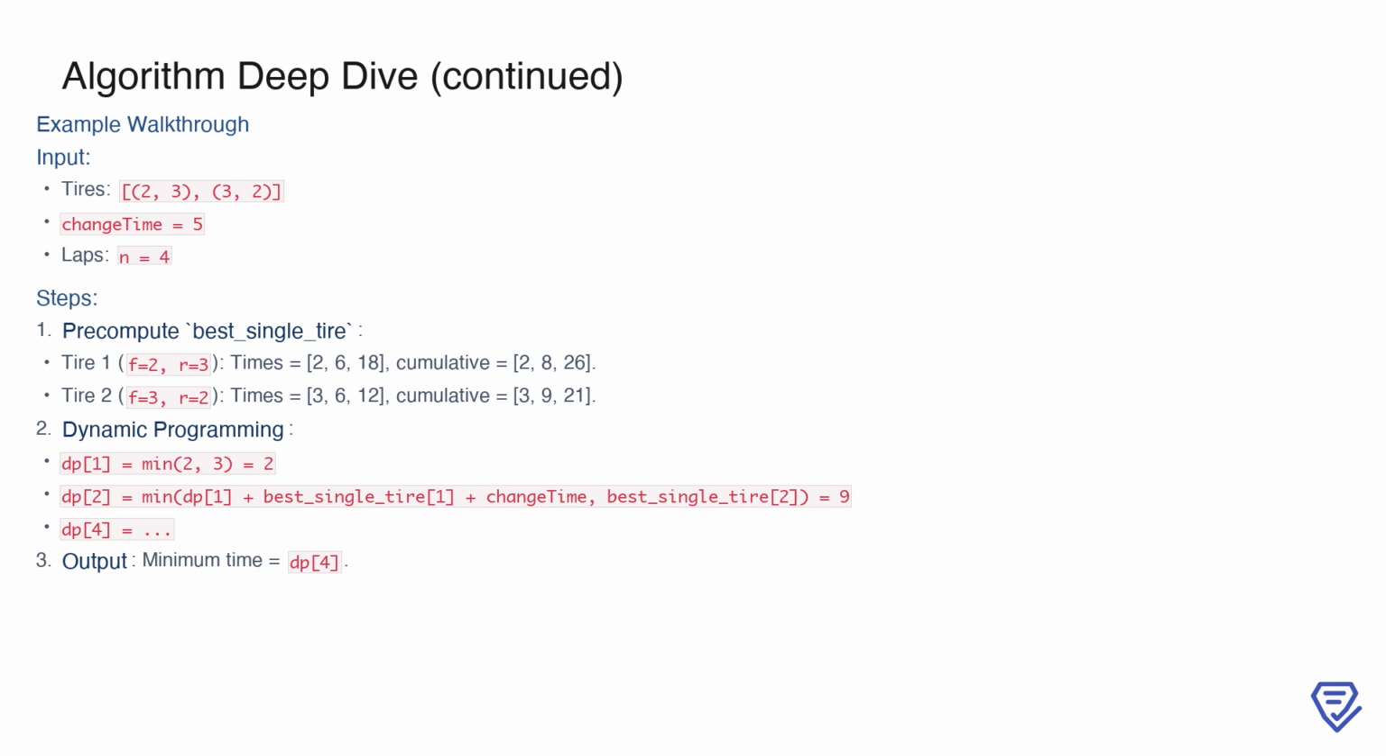Next, we use dynamic programming to calculate the minimum time for each lap count. For DP[1], the minimum time is 2, since tire 1 is the fastest for a single lap. For DP[2], we compare reusing a tire versus switching and find the minimum time to be 9. Finally, for DP[4], we evaluate all strategies and determine the minimum time. The result, stored in DP[4], is the optimal time to complete all 4 laps. This illustrates how the algorithm balances reusing tires and switching effectively to minimize the total time.